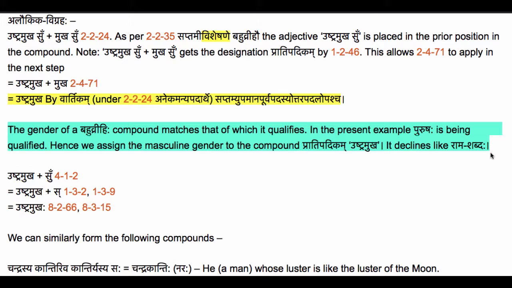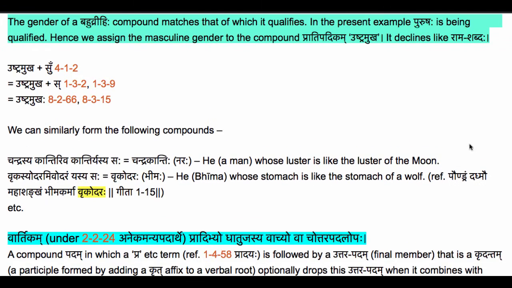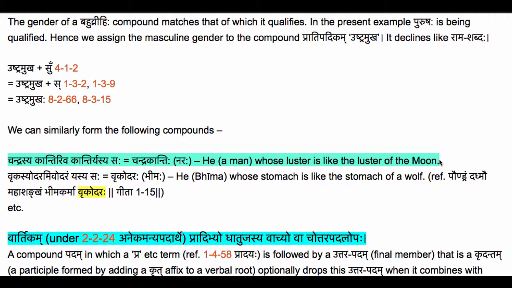We can similarly form the following compounds. Chandrasya Kantirriva Kantiryasya Saha equals Chandra Kantihi Naraha. He, a man whose luster is like the luster of the moon. Now even though Kanti is a feminine Pratipadikam, the Bahuvrihi compound Pratipadikam Chandra Kanti is masculine because it's qualifying Naraha. Declines like Hari Shabdaha. So here Kanti, the luster, is the Upamanam.